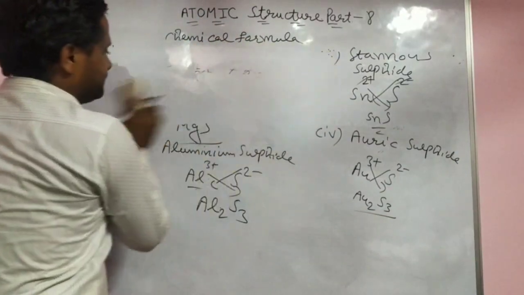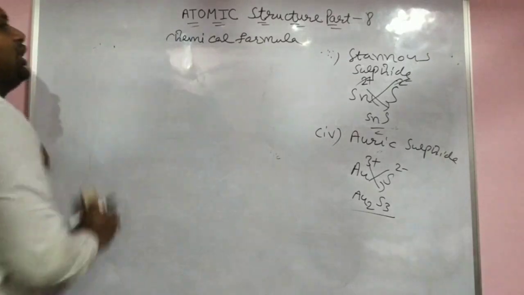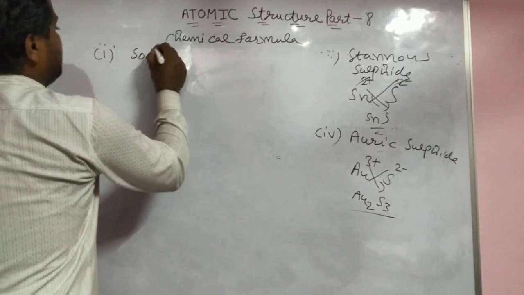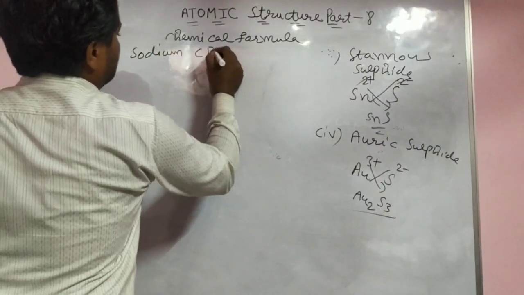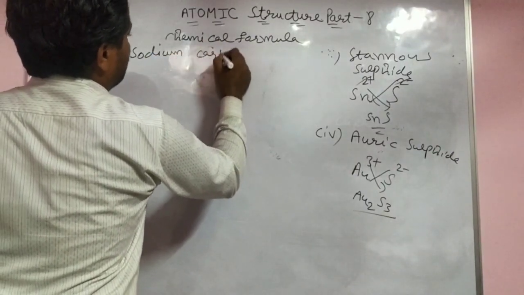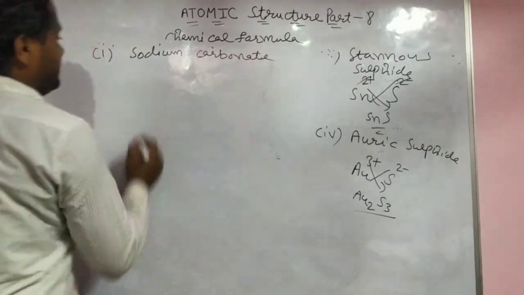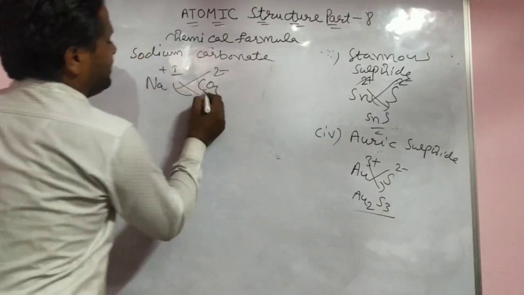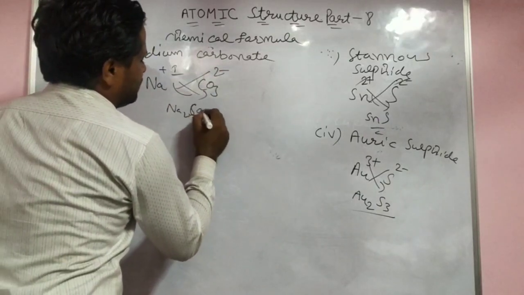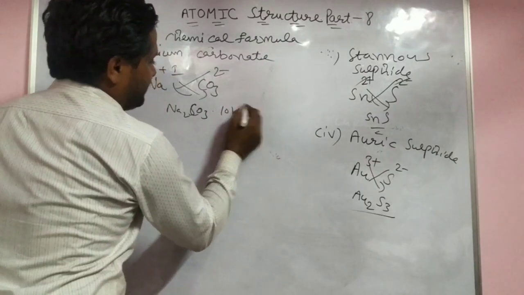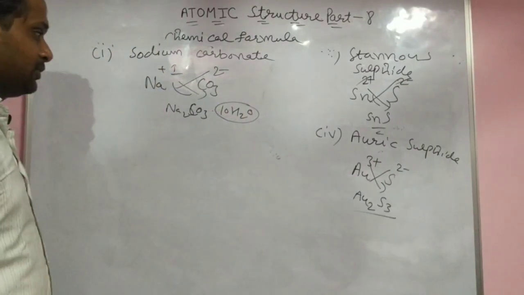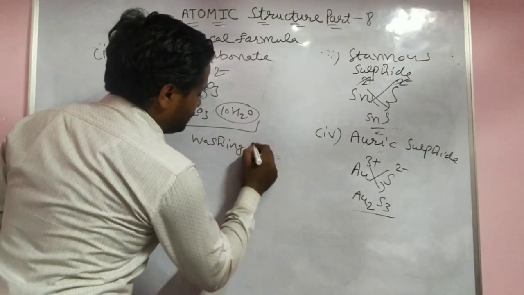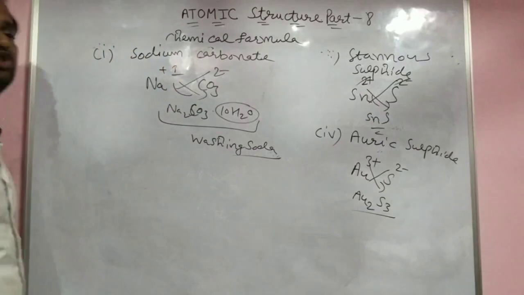Yes, any other? If you want to use the polyatomic ion, yes, carbonate. First carbonate, sodium carbonate. Na 1 positive, CO3 2 negative. Very easy. Na2CO3. And if you put 10H2O there with their water of crystallization, their common name is washing soda. That is also very important. Washing soda.